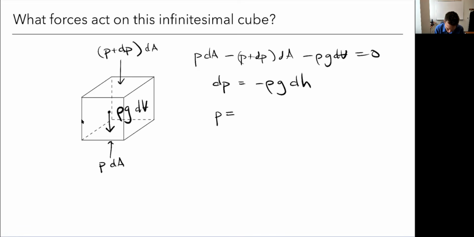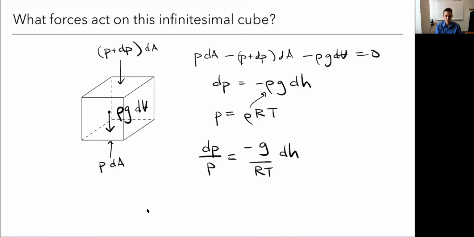Remember that pressure is rho RT, so this relates pressure to density and temperature through a specific gas constant for the air in this case. So we're going to plug this in here for density and then do some simplification. So we're going to get dP over P, we're going to pull the P to the other side, equals minus G over RT dH. All right, so this is something we could integrate.